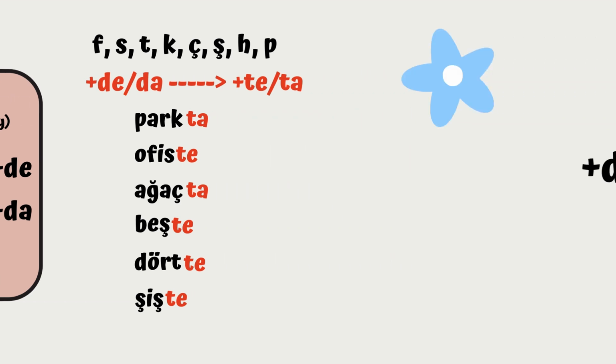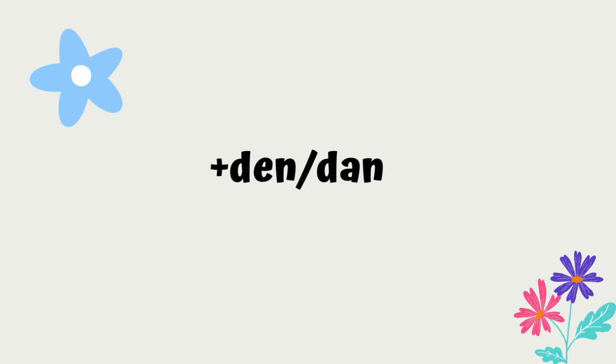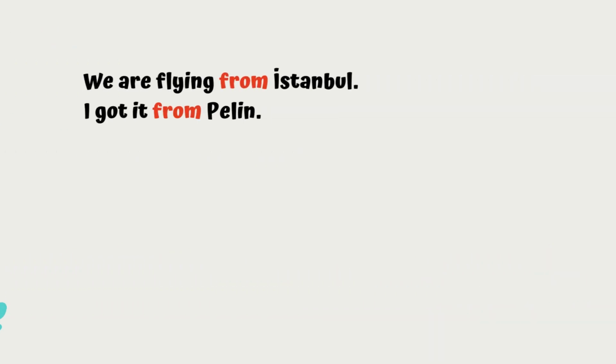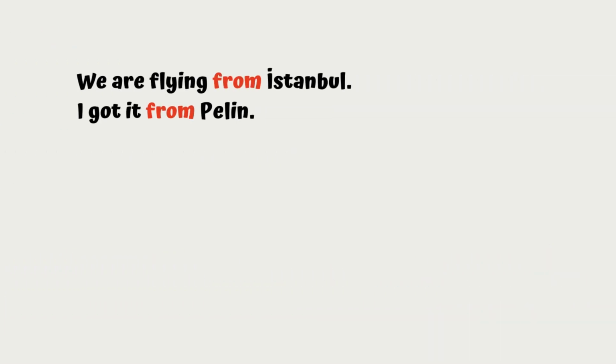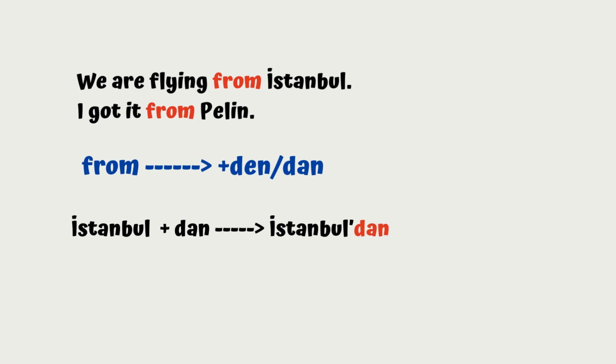Alright, let's move on to den and dan. Again, in English we say we are flying from Istanbul. I got it from Pelin. And how do you say from in Turkish? We use den and dan. For example, Istanbul, dan. Pelin, den. So again, we apply the vowel harmony rules here. So you have two options, den or dan.